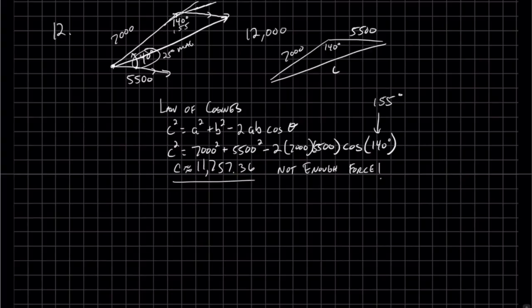So let me do that on my calculator. Instead of 140, we're going with 155. I'm assuming it's going to be enough force this time. Then I have to square root that answer. So when you do it with the smaller angle, it comes out to 12,208 and change. So yes, the stump will come out. The stump is removed.